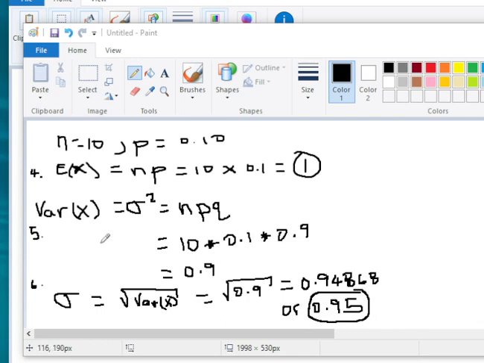And finally, the standard deviation of x is the square root of the variance of x. So it's the square root of 0.9, which is 0.94868, or to simplify, it's 0.95 to 2 decimal places.